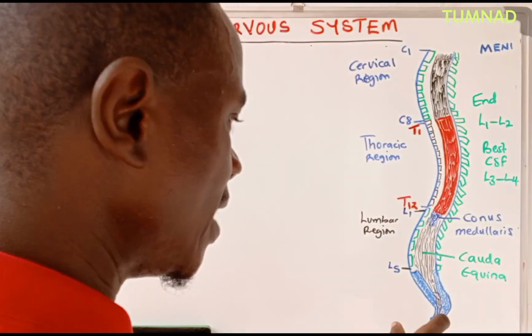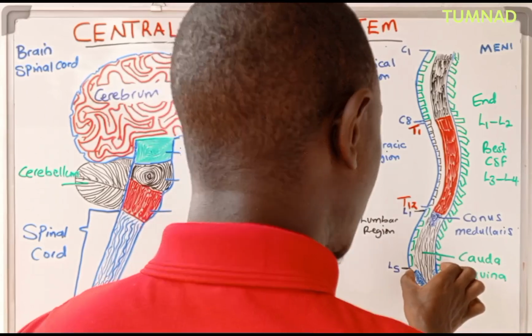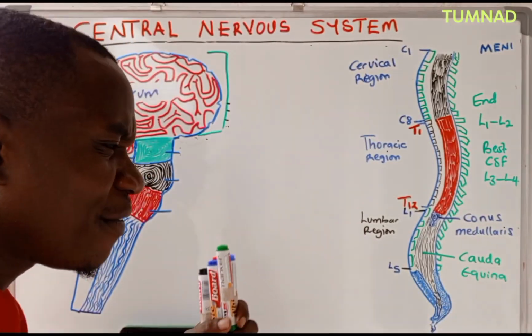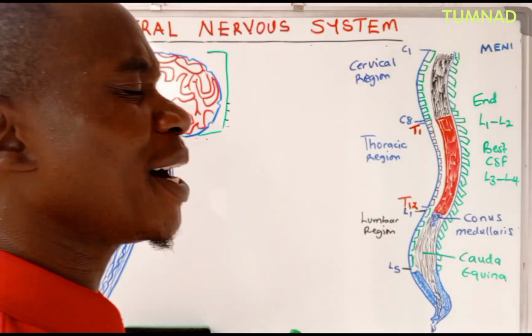Okay. Now, moving down, we still have this bone which has different segments, which provide exit for some of the spinal nerves.